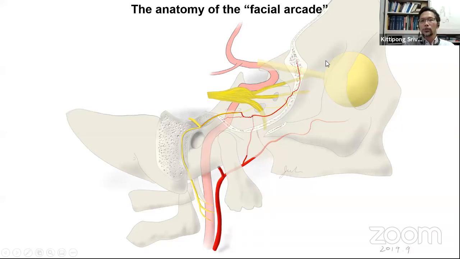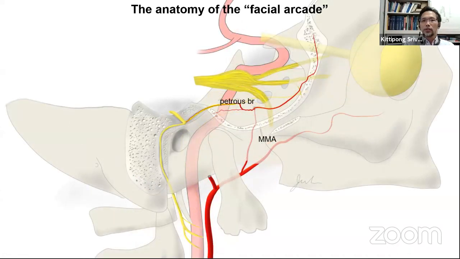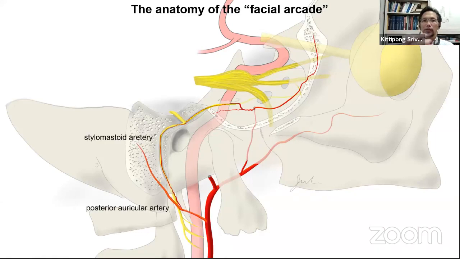and you have learned that this will connect to the ophthalmic artery. And there's a very small, tiny branch over here that runs along with the petrosal nerve, part of the facial nerve, to join the system. This is called the petrous branch of the middle meningeal artery. It looks like this on the lateral view.